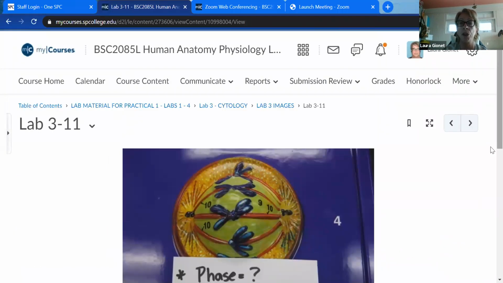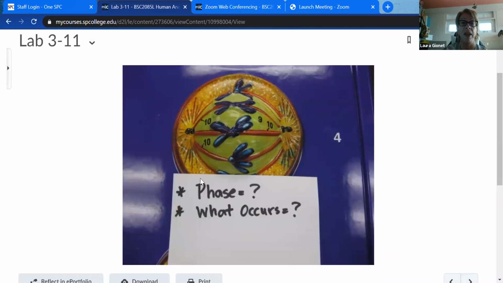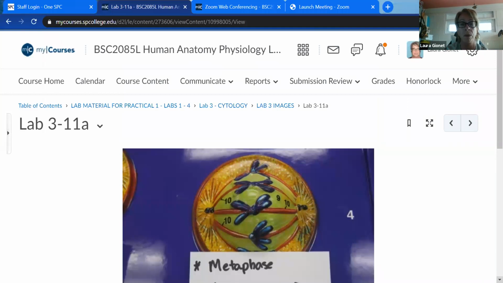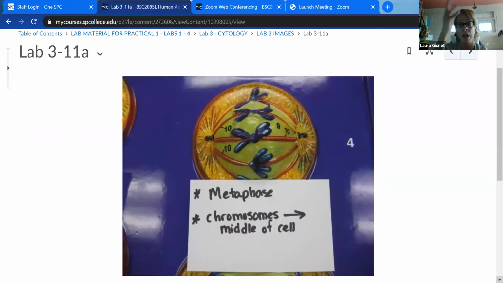All right, then we go to metaphase. And look, chromosomes lined up in the middle. This is metaphase, number 4. Plasma membrane around to the periphery. Here we have centrioles. The red lines represent the mitotic spindles. They line up the chromosomes in the middle. The blue X's are the chromosomes. That is metaphase. Chromosomes line up in the middle.